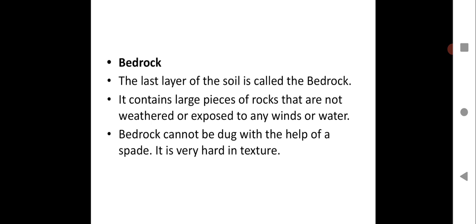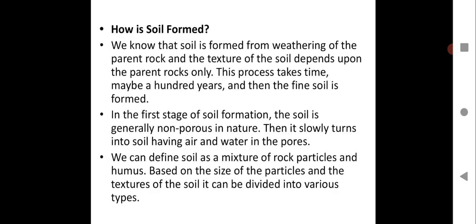I hope all these layers of the soil profile are clear to you all. This is a detailed study of all the layers. How is soil formed? Let us see how it is formed. Since we are learning about soil and we have learned its importance, we will see how natural processes help in the formation of soil.